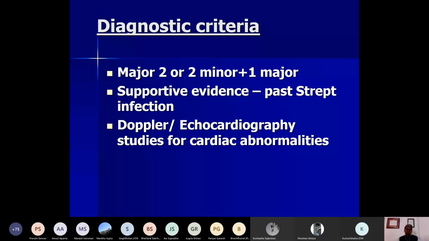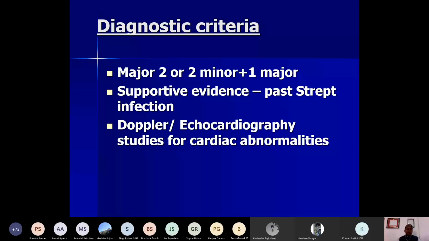And these major or minor criteria should be supported by the supportive evidence of antibodies against streptococcus. This is also equally important. This shows that whatever these major and minor criteria have occurred are most probably because of the antibodies against streptococcus. If antibodies are not present, even with major or minor criteria present, we cannot say that it is because of streptococcus. It could be because of something else. That's also possible.